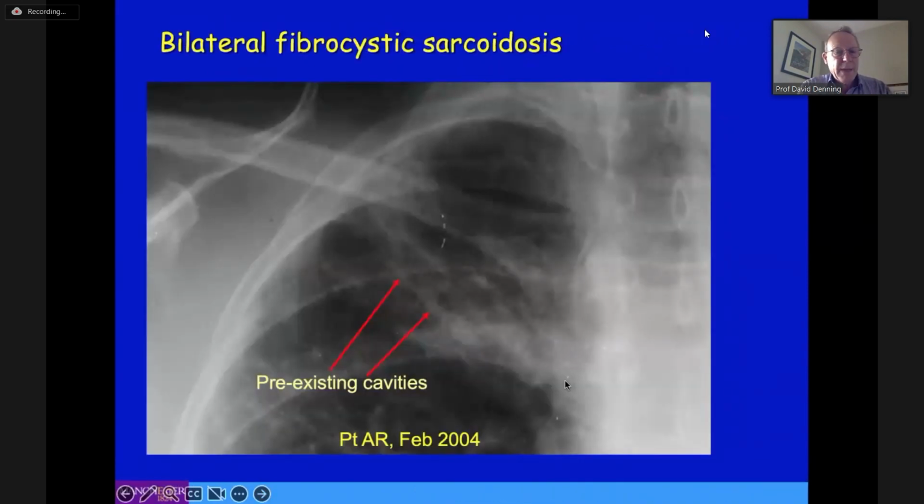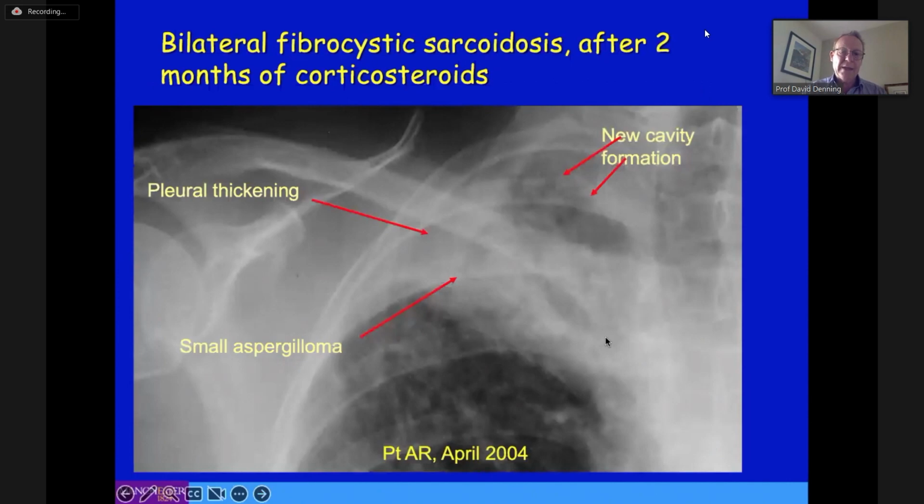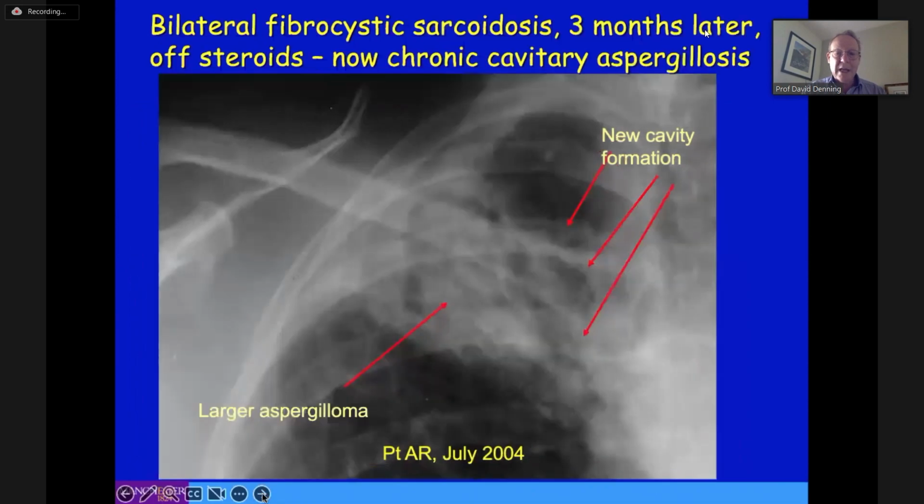So I just want to make one other significant point about the management of these patients. This was a patient who came for a routine hysterectomy. She was asymptomatic, but the chest X-ray was abnormal. They diagnosed fibrocystic sarcoidosis. She then saw a young chest physician who thought she needed some steroids, despite her not being symptomatic, and fairly quickly thereafter, she had progressive chest X-ray findings with new cavity formation, pleural thickening, and a small aspergilloma in that area. And a little bit after that, you can see this quite large aspergilloma.